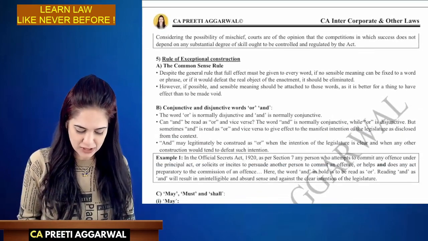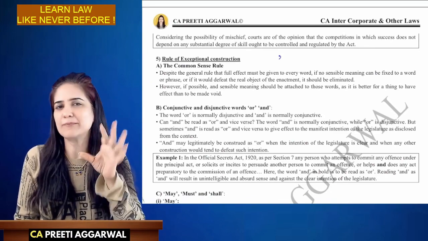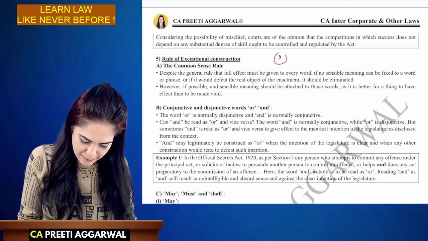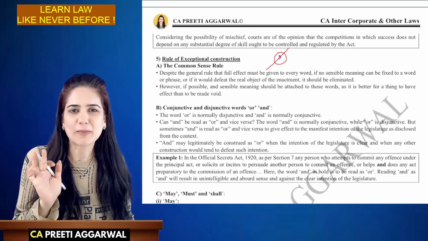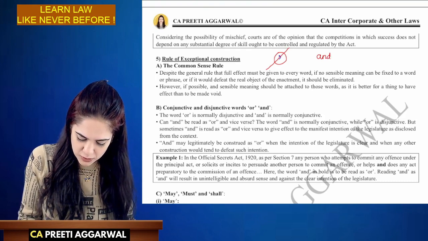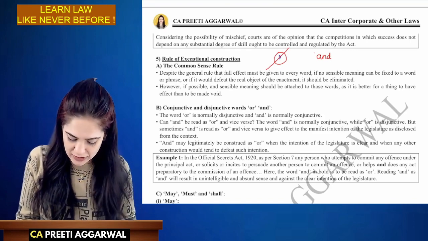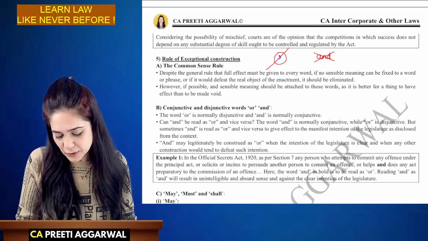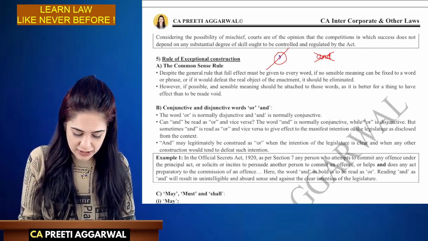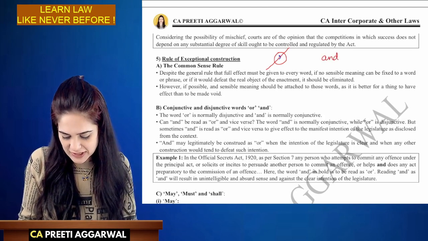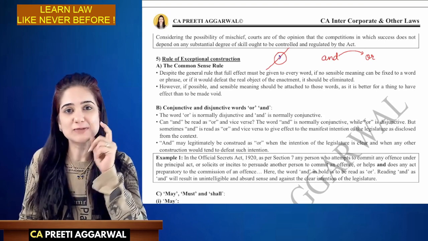Rule of exceptional construction. Now suppose that a comma is creating some ambiguity. The rule says remove it, and now read the sentence. Is it making sense? Alright, then don't read it with the comma. If I use the word "and" and read it as it is, it is creating confusion. Do one thing, just remove it and try to read the sentence without it. Is it making sense? Okay, then remove it and read. If it's still not making sense, then instead of "and," write "or." If I substitute it with "or," it is making sense.